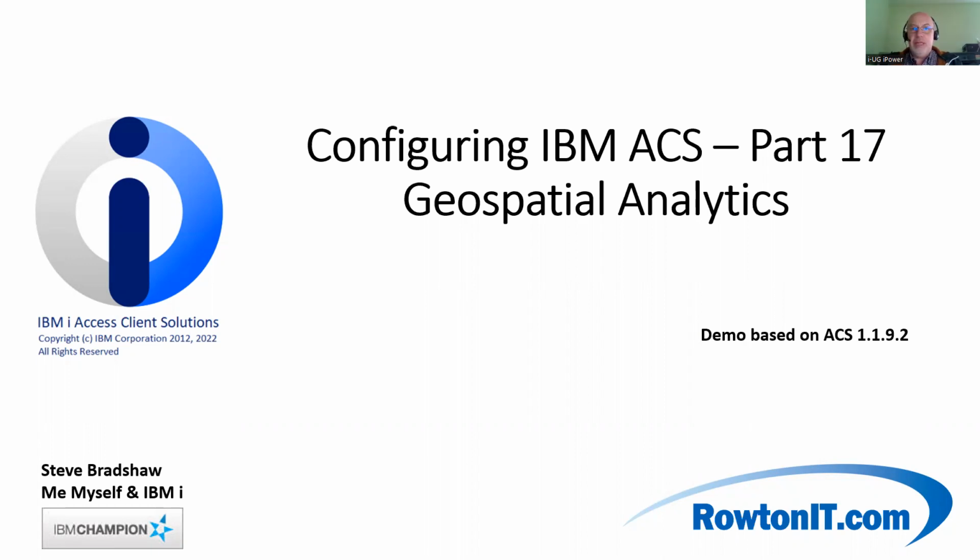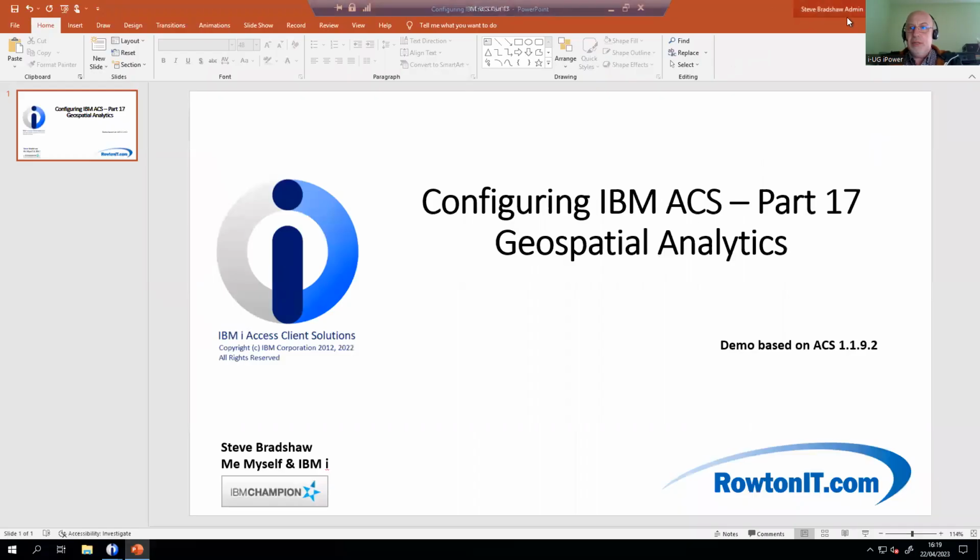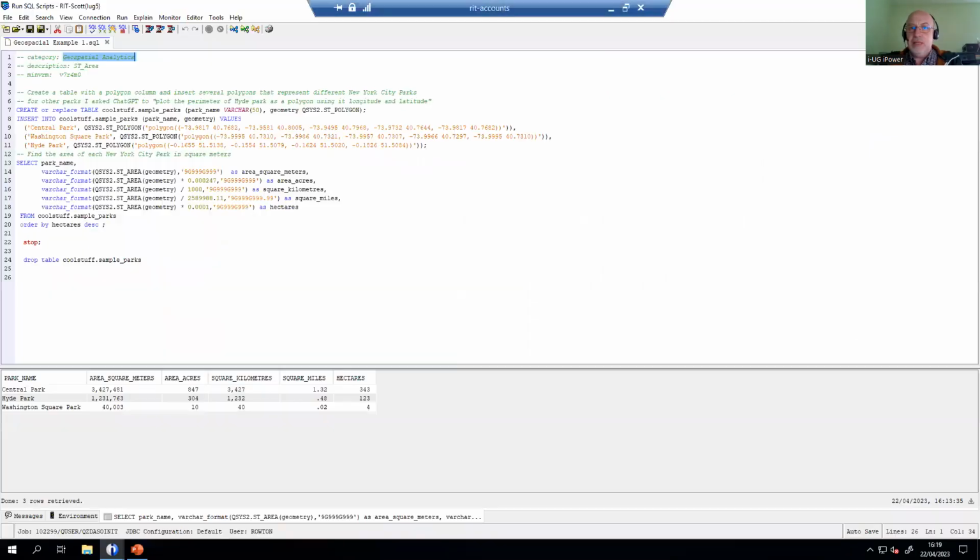Well, why might that be useful? Well, all sorts of reasons, but one of the things we might want to look at is describing the areas of national treasures. So in the example that Scott gave us, he put in Central Park and Washington Square Park and described them as polygons, you can see here, with the latitudes and longitudes. So we sort of create a table, we insert those data into it, and then we can run the solution.